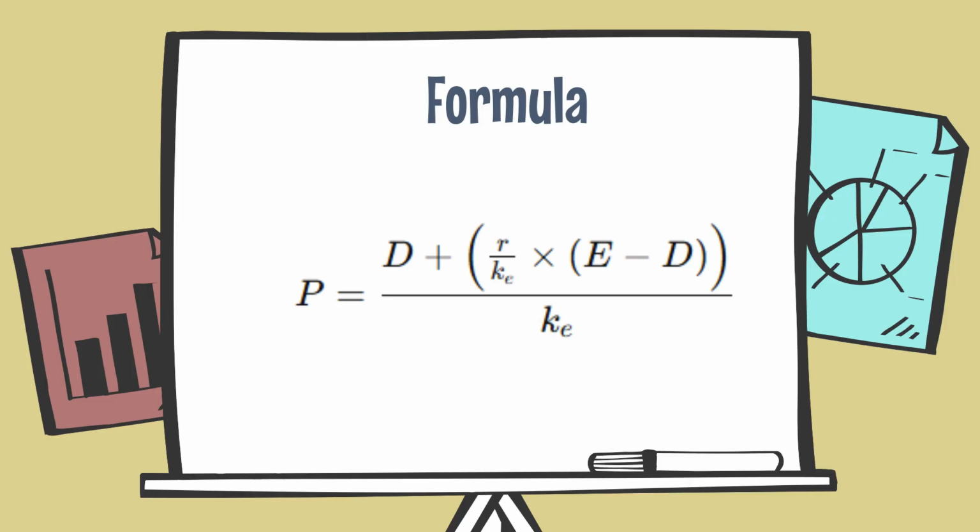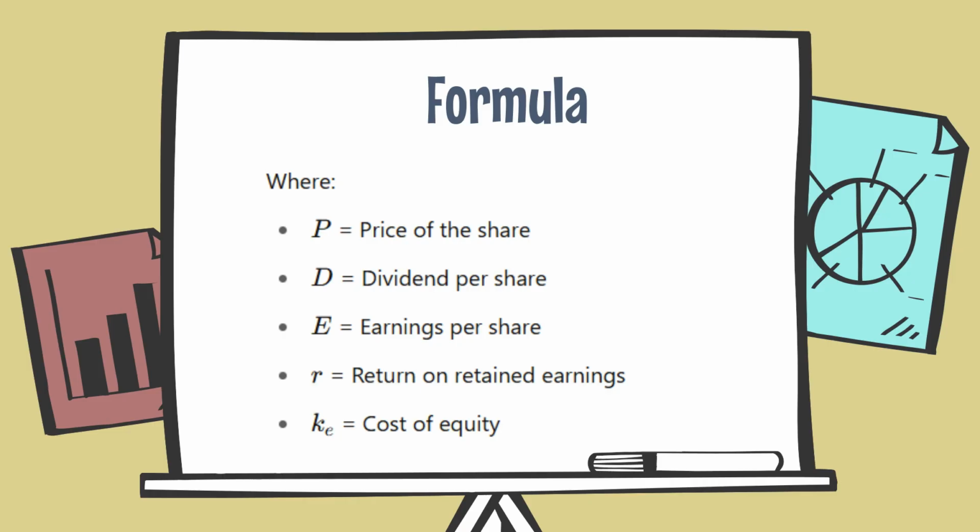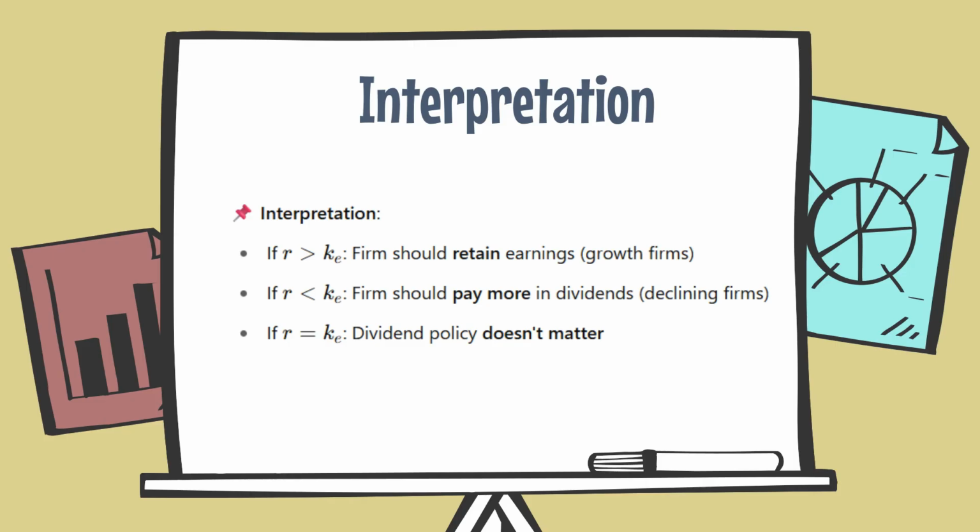In the Walter's model, the price of a share is given by the following formula, where P is the price of the share, D is the dividend per share, E is the earnings per share, R is the return on retained earnings, KE is the cost of equity. Now, what does this mean?